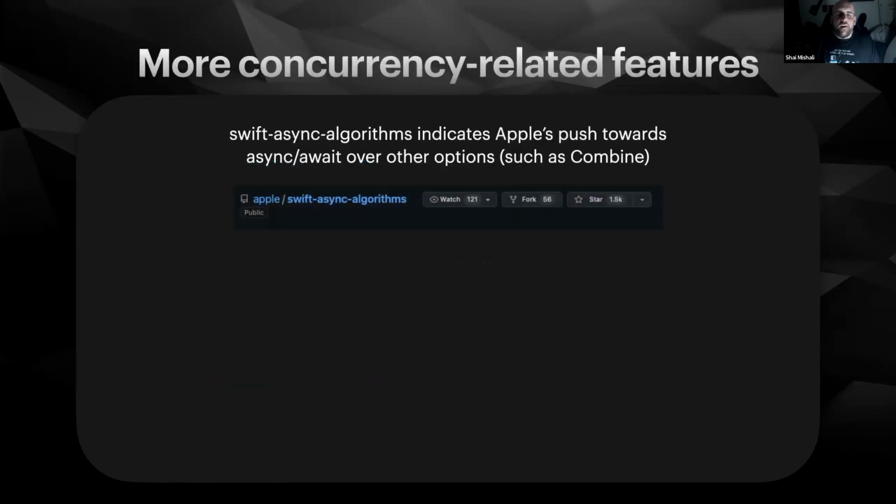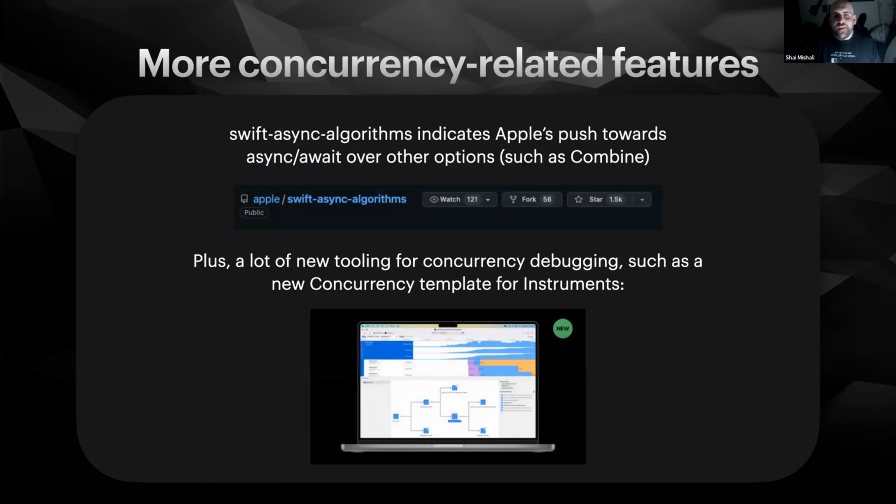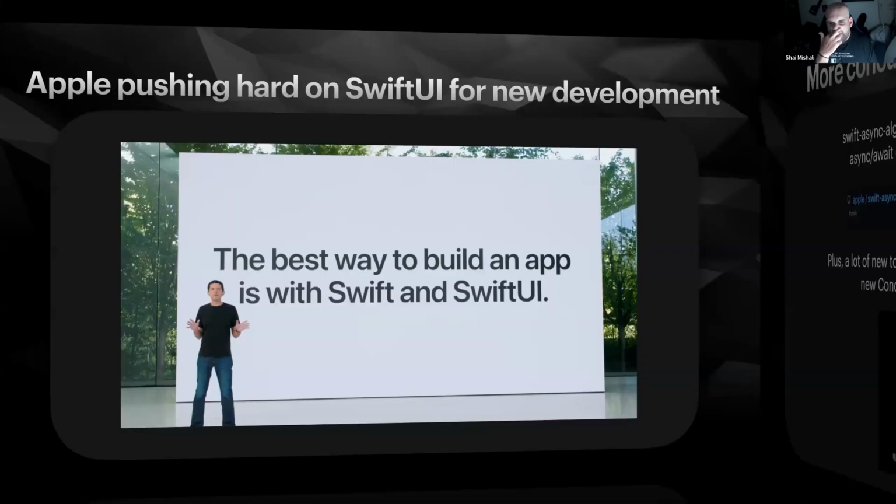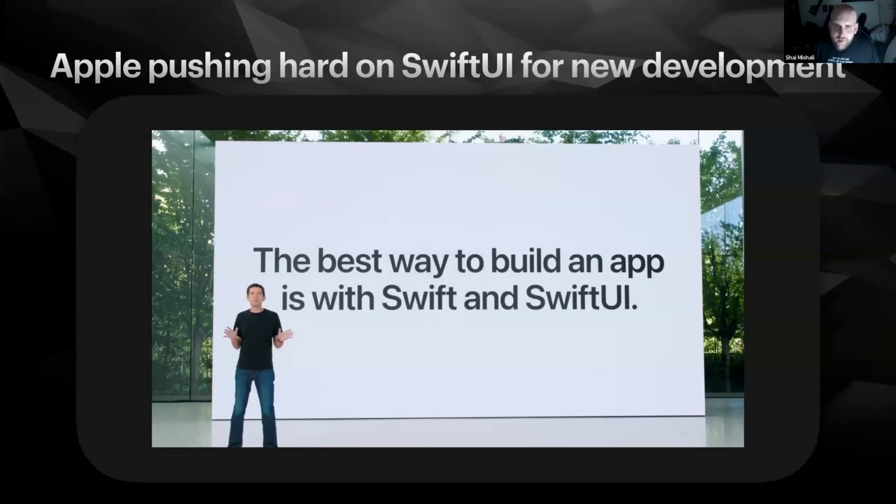We have a lot of focus on Swift async algorithms this year, probably as a replacement for Combine over the long term, and a lot of new tooling for concurrency debugging, such as the new concurrency tab for Instruments. Apple is really pushing hard for us to use SwiftUI for new apps, basically saying if you are making a new app, you should try SwiftUI first.